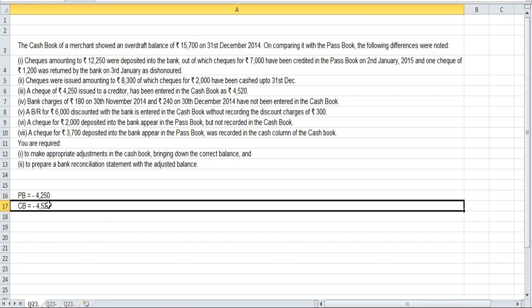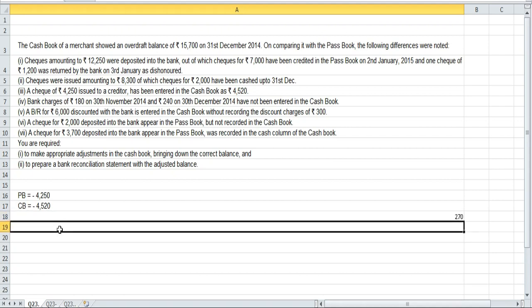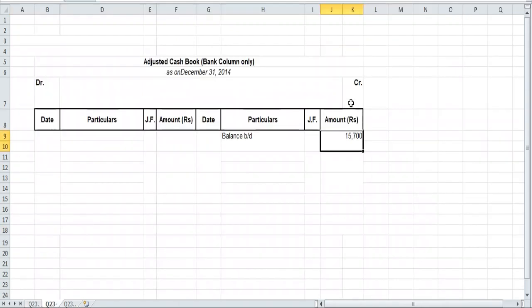4250. But in your cash book, you have paid 4520. So you have paid excess of 270. Okay, it went this side. So you have paid excess of 270. Now, what are we going to do? Buy side is the payment, to side is the receipt.